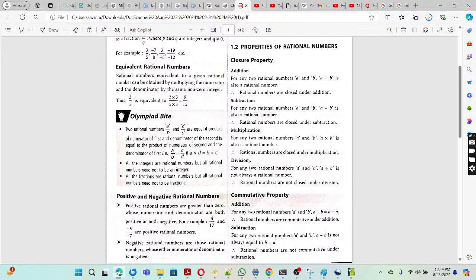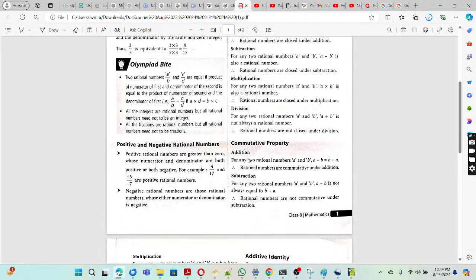All integers are rational numbers, but all rational numbers need not be integers. Integers are numbers like 1, 2, 3, 4, 5, which have no decimal part. But 1 can be a rational number also, 1.0. But 1.5 is not an integer, okay? Or 1 by 2 is not an integer, it is 0.5. All integers are rational numbers, but all rational numbers need not be integers.